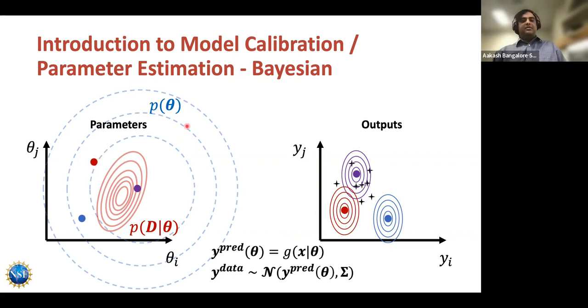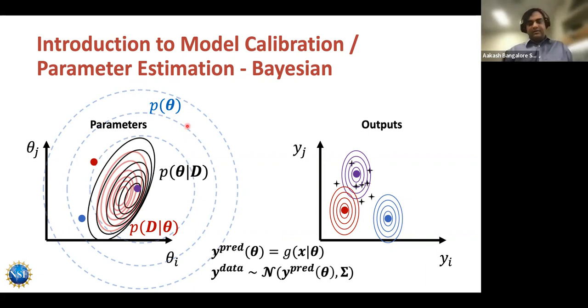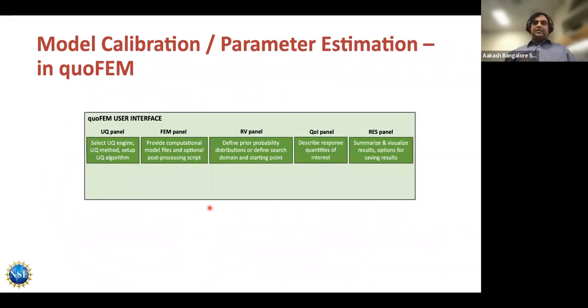And then the prior probability density is defined by the users. Whenever you start off, you have to define the prior probability density, and you end up getting the posterior probability density. Now, quoFEM takes care of the likelihood calculation for you, so you don't need to worry about any of these things, but this is just the background information. What exactly do you need to do in quoFEM in order to do model calibration?